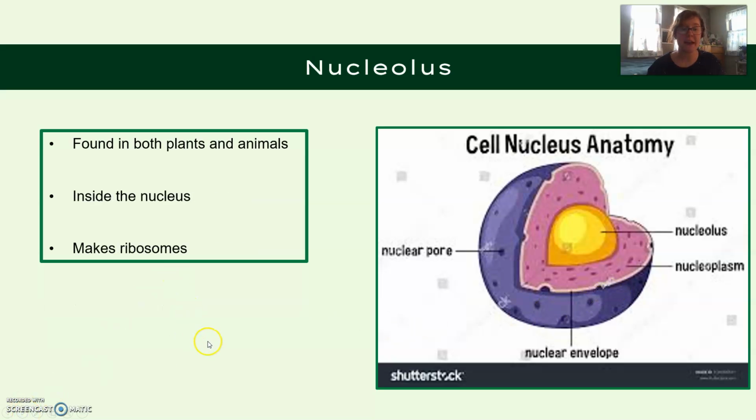Another structure that's found in both plants and animals is the nucleolus. This is found within the nucleus. It's going to be this yellow structure here on the right, and it's just in charge of making ribosomes. That's its core function within the cell. And by function, we mean job.